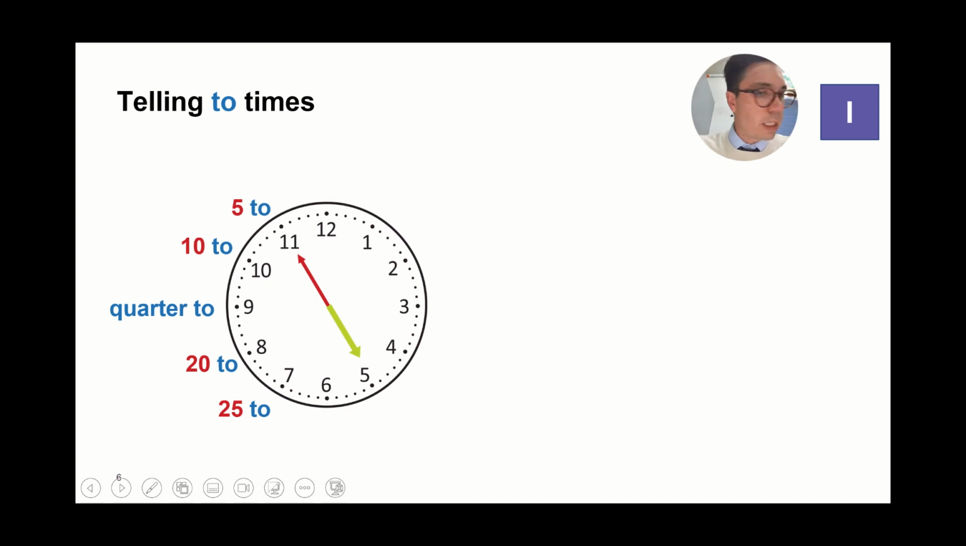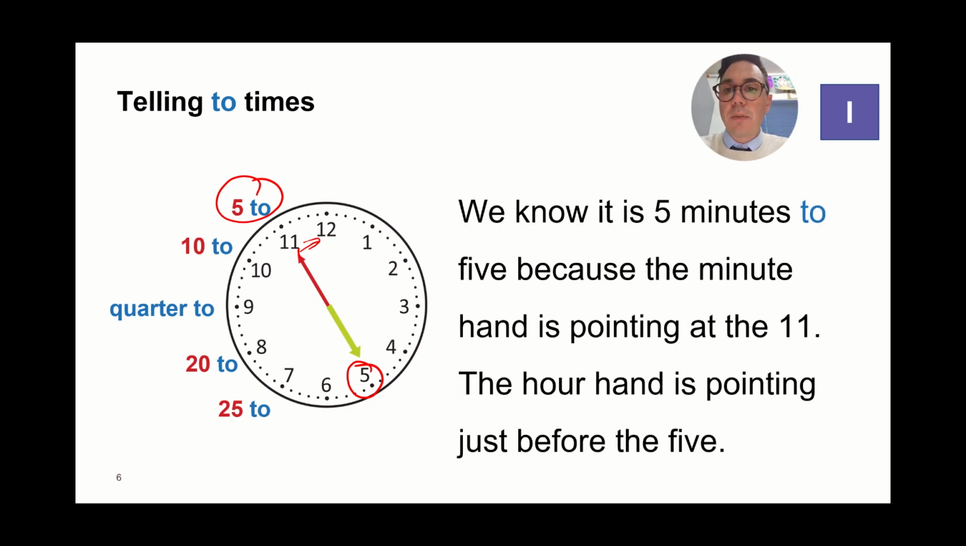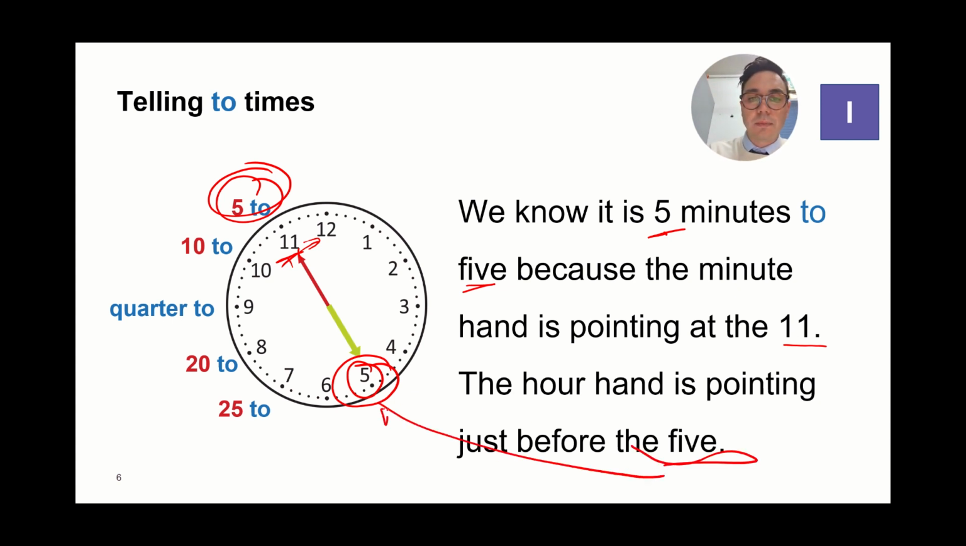All right, telling the time on here. We don't have this one. Oh, this is for me to do, sorry. All right, so now I'm looking at, it is 5 minutes to, remember the hour that we're going towards, which is 5, because we're really close to 5. It's close to the hour. So 5 minutes to 5. We know it is 5 minutes to 5 because the minute hand is pointing at the 11 and the hour hand is pointing just before the 5 here.